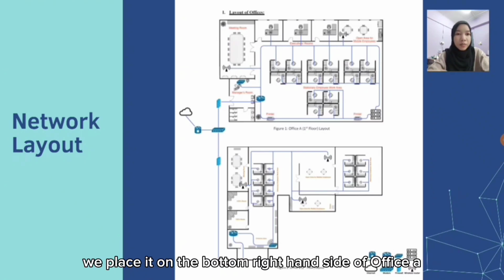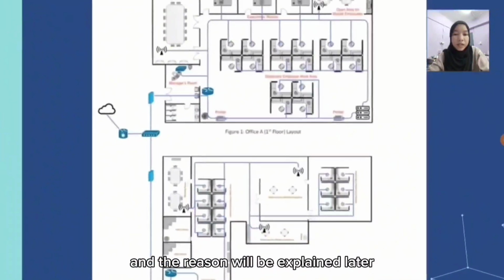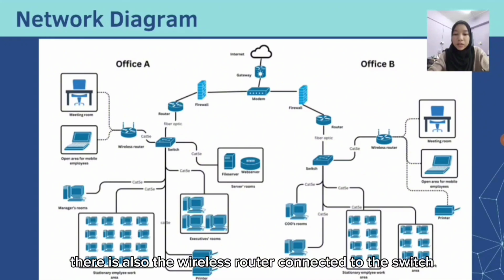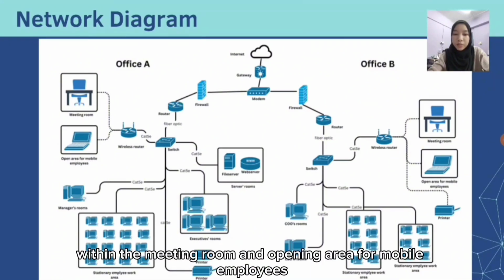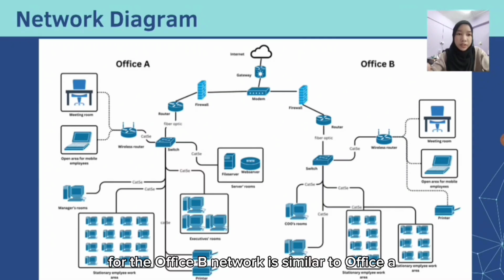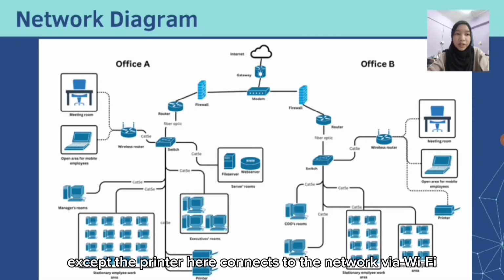We place it on the bottom right hand side of Office A, and the reason will be explained later. There is also the wireless router connected to the switch within the meeting room and open area for mobile employees. The Office B network is similar to Office A, except the printer here connects to the network via Wi-Fi.